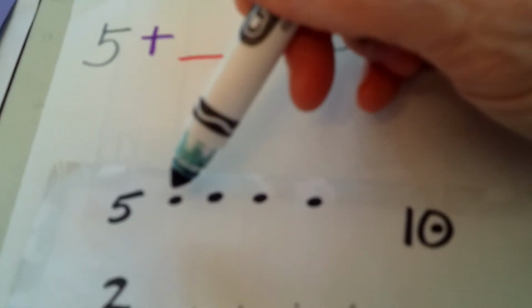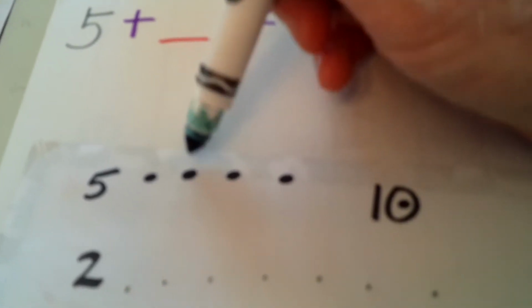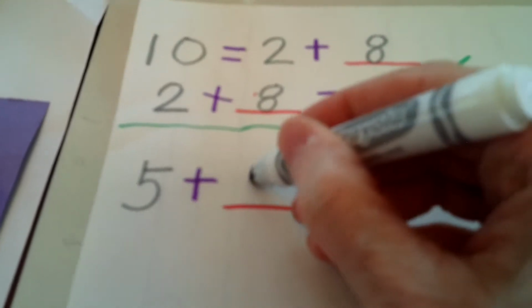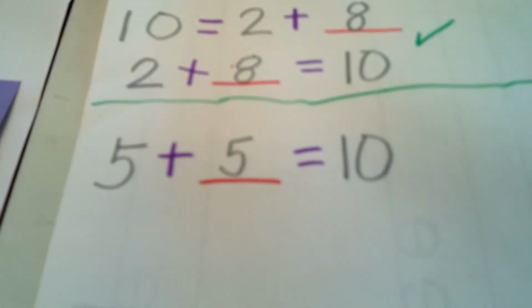Now I'm going to count up those dots to see how many dots I used to go from 5 to 10. 1, 2, 3, 4, 5. One more time, going to check. 1, 2, 3, 4, 5. Seems to be the answer is 5. I'm going to write that in here. 5 plus 5 equals 10.